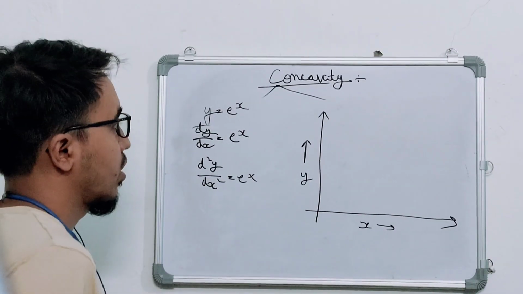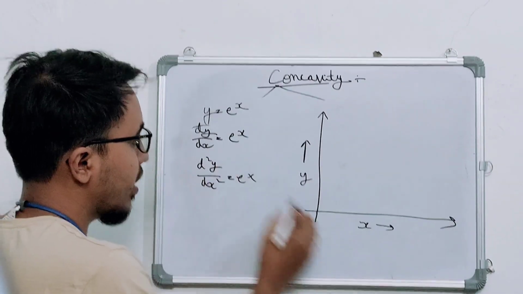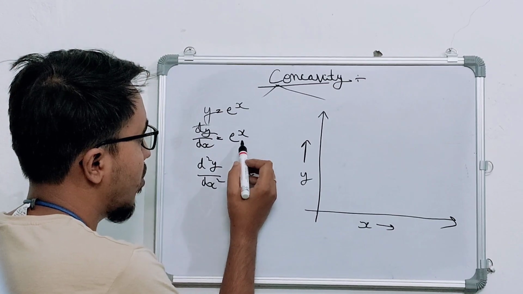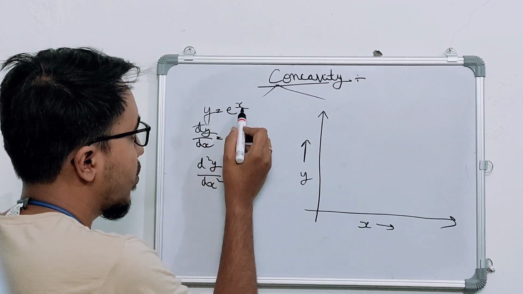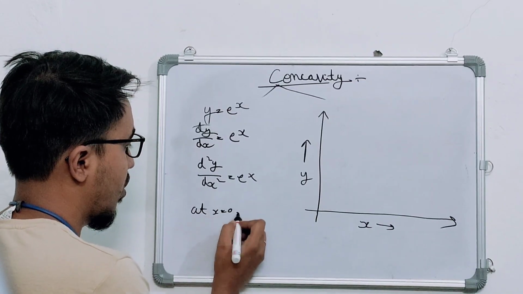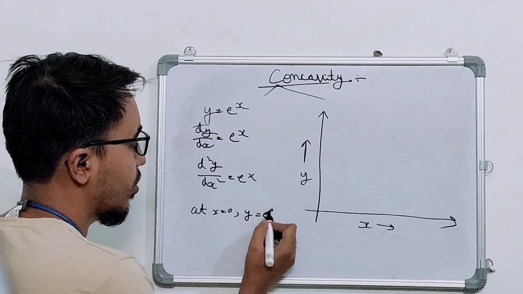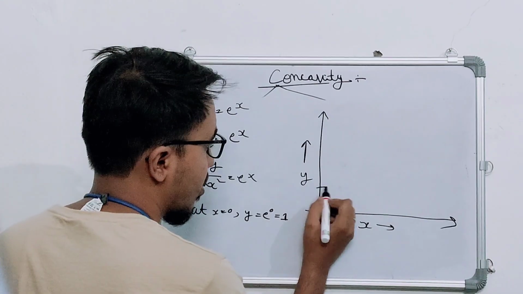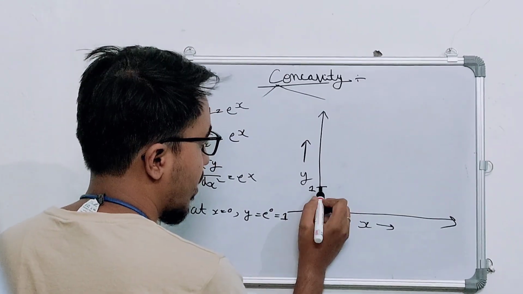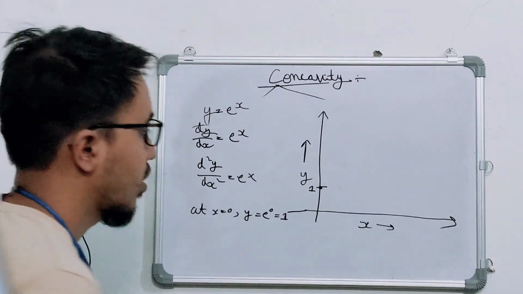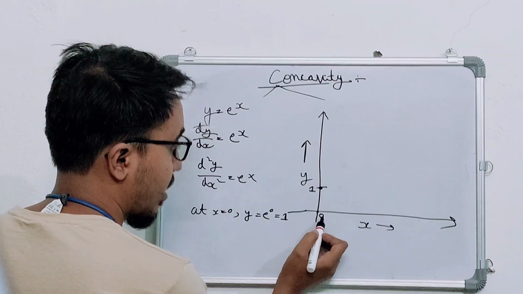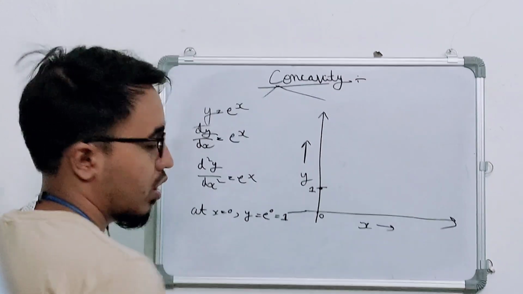Now if I say in the positive x-axis, first we take the value of y when we put x equal to 0. So at x equal to 0, y equal to e^0 equal to 1. That means this is the point where this function would exist, okay? At x equal to 0, this is the origin, y equal to 1.